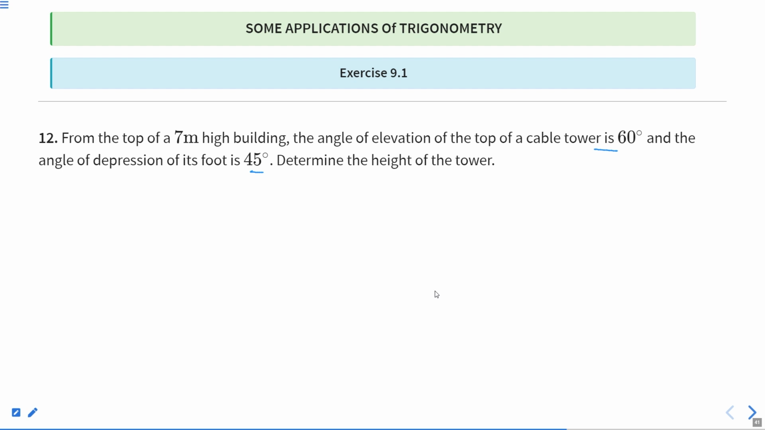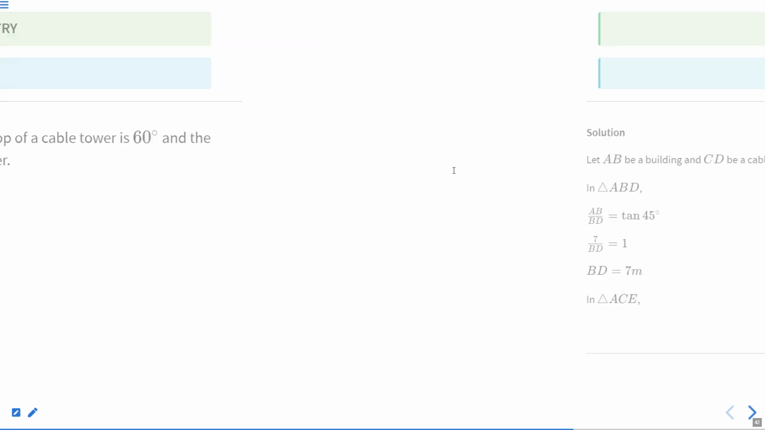In this exercise, from the top of a 7-meter high building, the angle of elevation of the top of the cable tower is 60 degrees and the angle of depression of its foot is 45 degrees. We have to determine the height of the tower. So let us solve it.